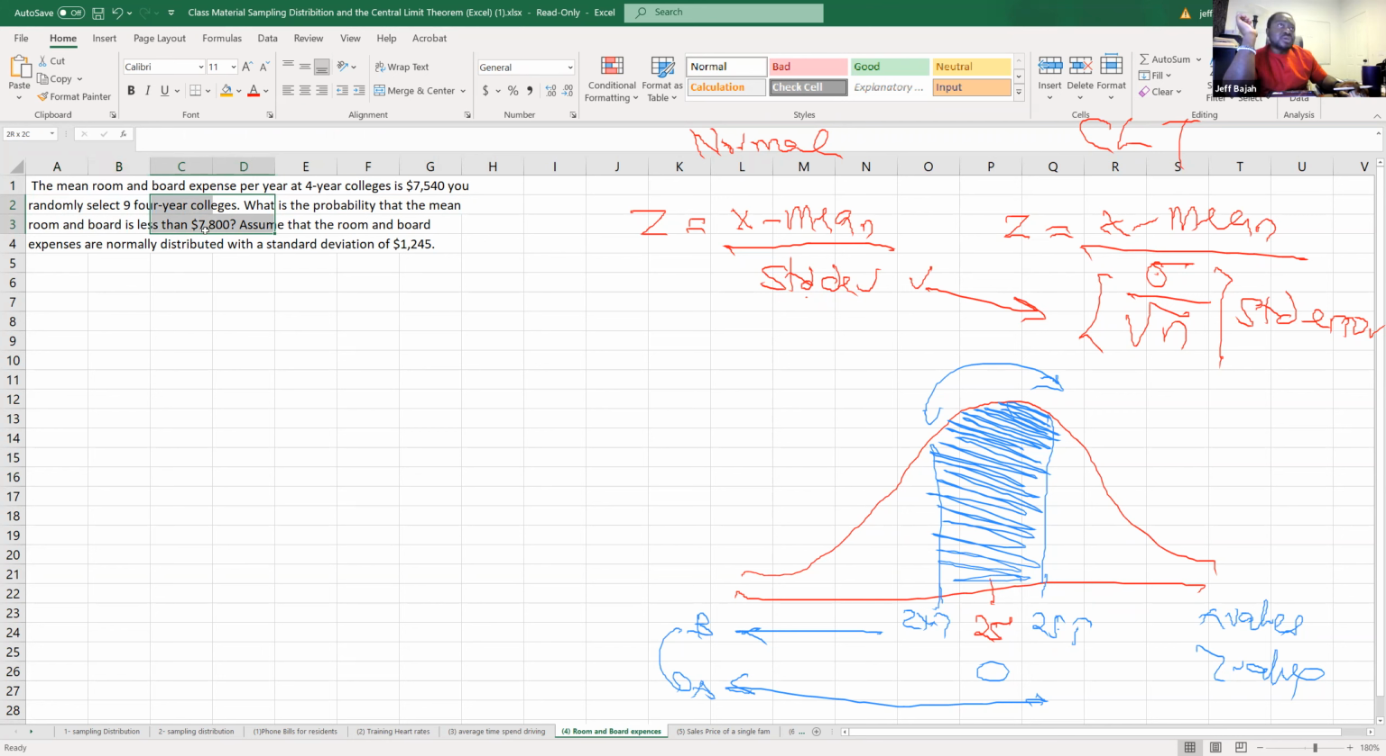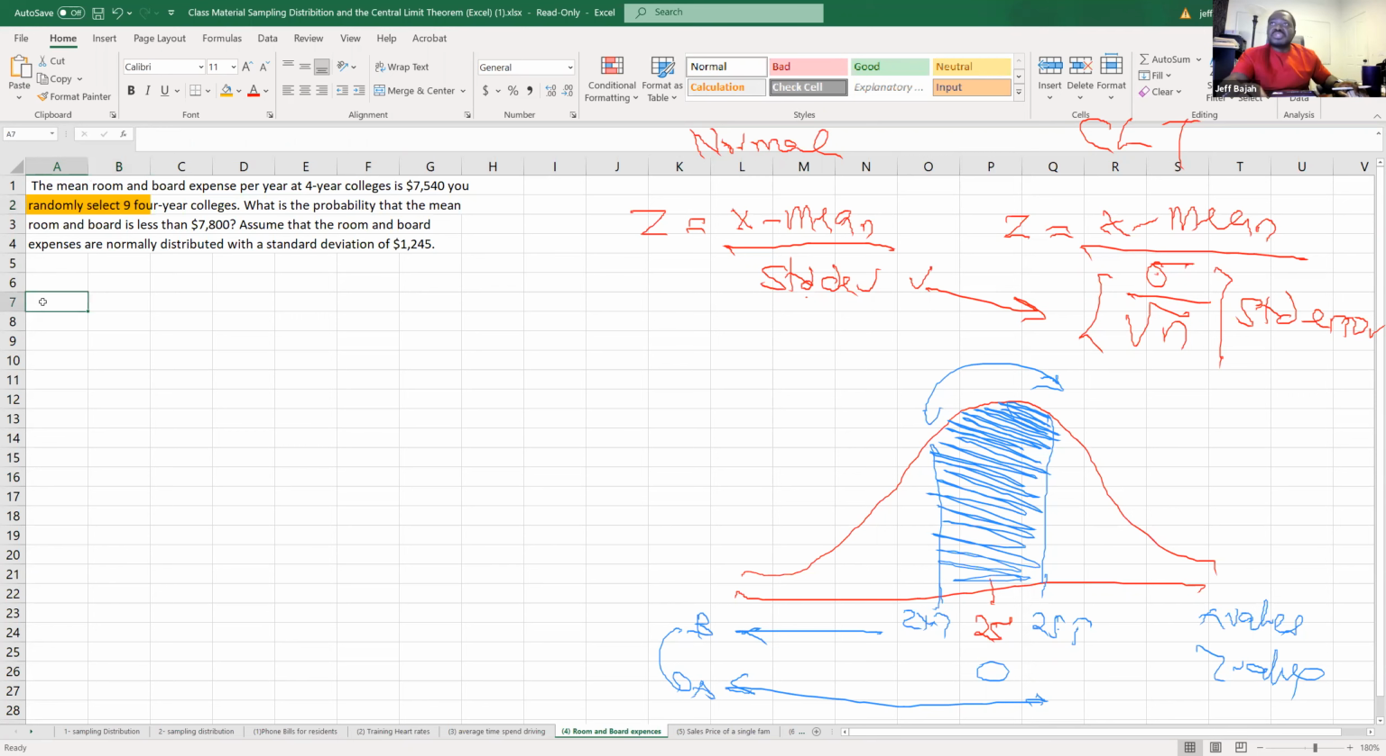less than 7,800? Assume the room and board expenses are normally distributed with a standard deviation of 1,245. You can see this one also selects 9 4-year colleges, right? So we know that this is going to be CLT, because we're not looking at the distribution in general, we're looking at specifically these 9 colleges.